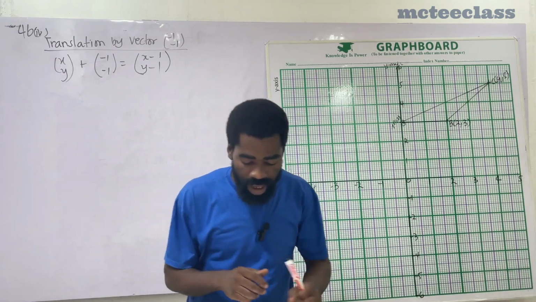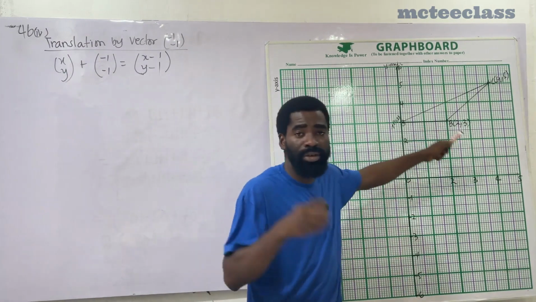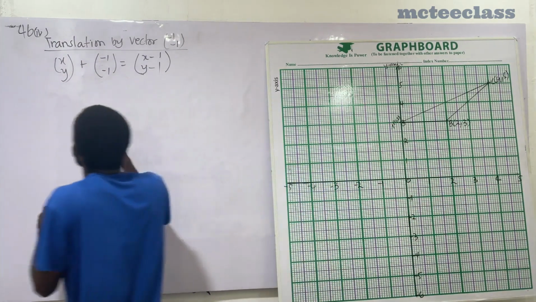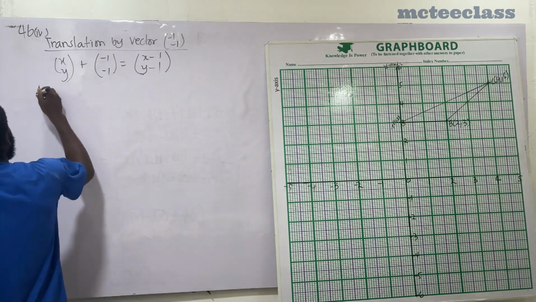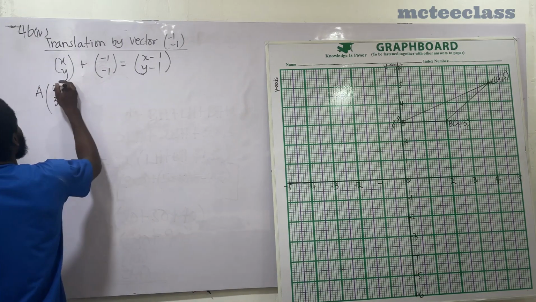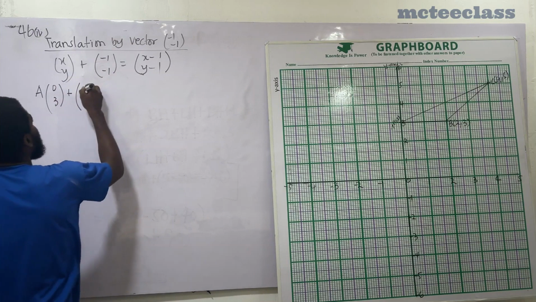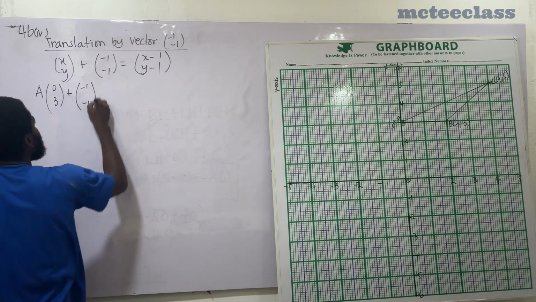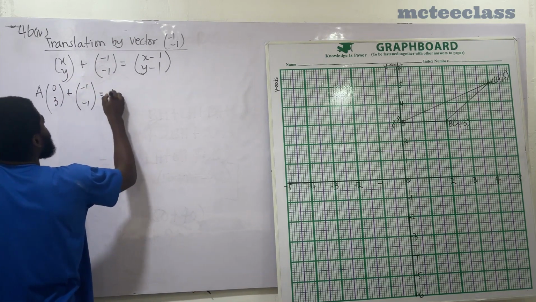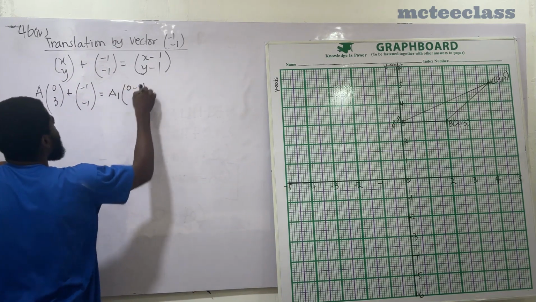Good. So let's go. Now let's transform. We are transforming the triangle ABC. We are transforming this triangle using translation. So we take our first point, which is point A. Now, for point A, we have 0, 3. Point A is 0, 3. So we translate 0, 3 by adding our vector, which is -1, -1. When we do this, we are going to get A1 to give us what? To give us x, which is 0 minus 1.